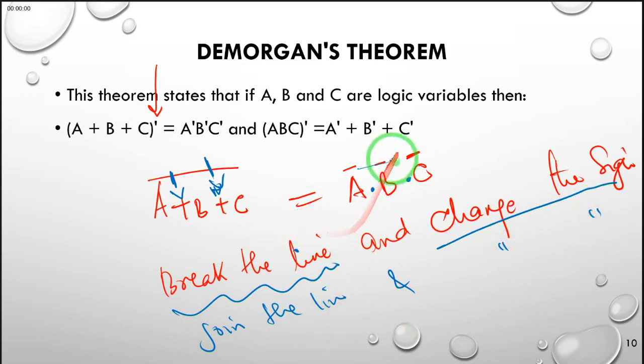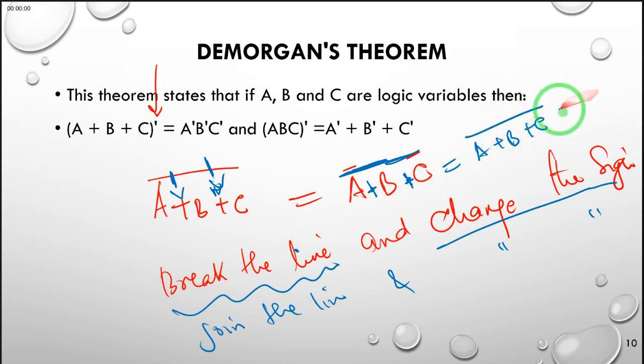So if we join the line here, they had broken. So what we'll do, we'll change the sign here. Join the line, change the sign. So this becomes equivalent to what we had before, A or B or C bar. But when you break the line, you have broken this line, you have A bar dot B bar dot C bar. That is normally called the DeMorgan's theorem.